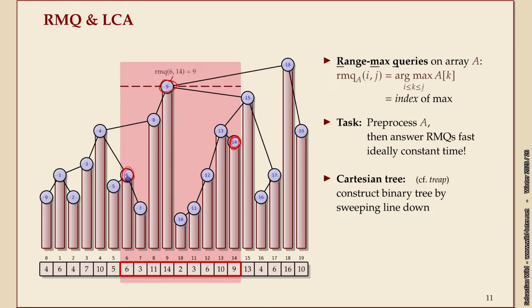So you could also say these numbers in here are exactly the array indices or the in-order index in the tree. If you do an in-order traversal of this binary tree, whenever you visit a node, you mark it and increment a counter, then you get the same numbers.